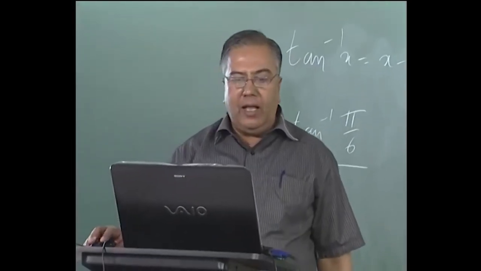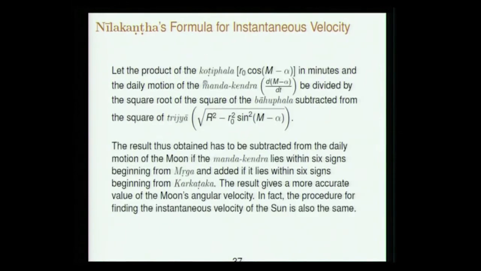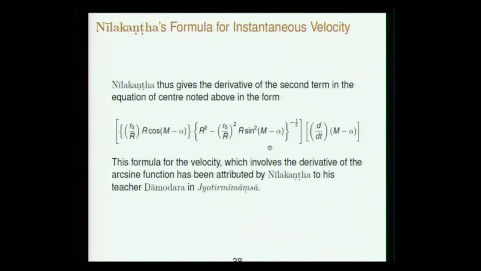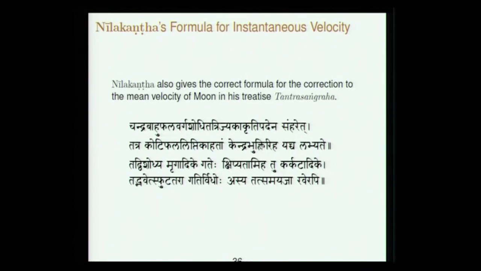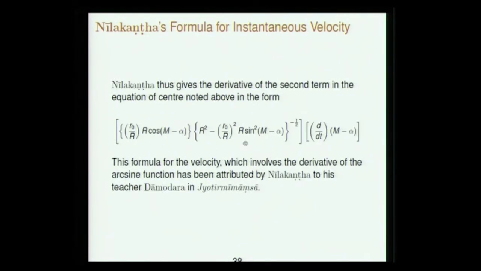So in Tantra Sangraha, Nilakantha has quoted this verse, Chandra Bahu Phala Varga Shodhita Trijyaka Kriti Pradena Samhare. So this is basically the 1 over square root of 1 minus x squared, that is characteristic of the derivative of sine inverse x. And he says specifically this should be done for the case of the moon, but one should do it for the sun also if need be. So in terms of the formula, this was the equation of center that Nilakantha was considering, and the derivative that he has obtained is something like this.